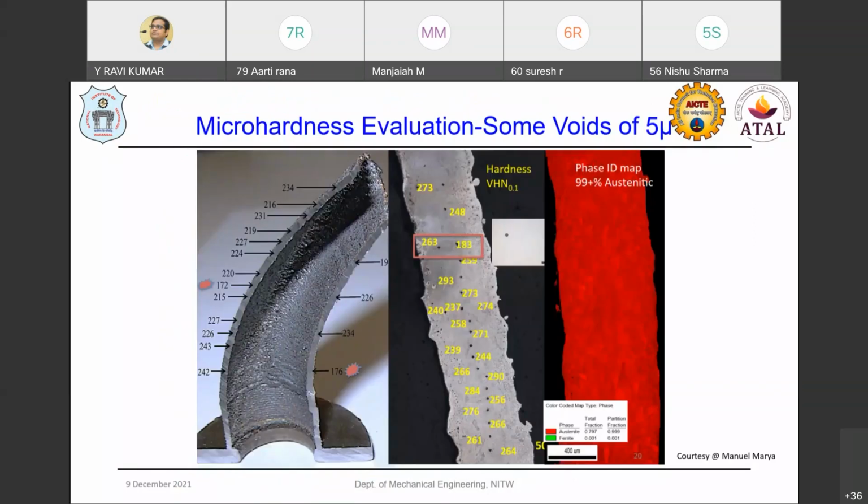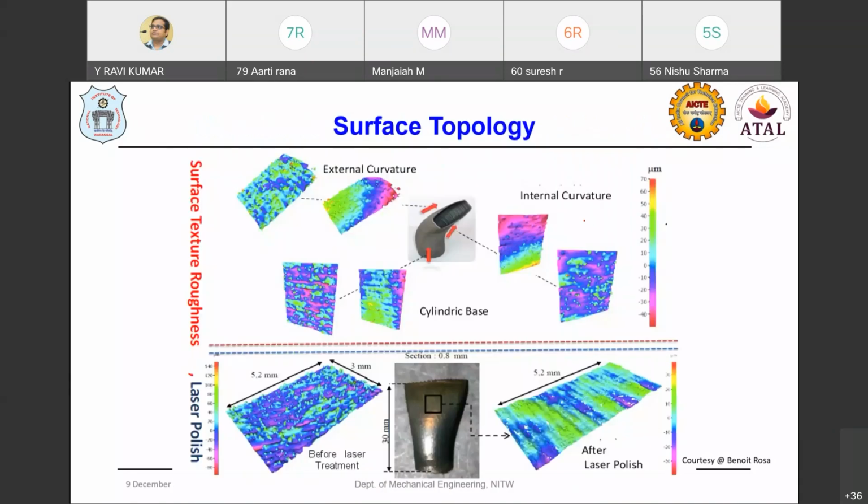And we have also evaluated the microstructure with respect to the voids in the fabricated samples. You can see that throughout the build deposition we are having this kind of hardness. In some cases, we are having an increase in the hardness. That is due to defects or maybe phase changes with respect to the formation in the stainless steel, austenitic stainless steel and all. And also, we have studied the surface topographical aspects.